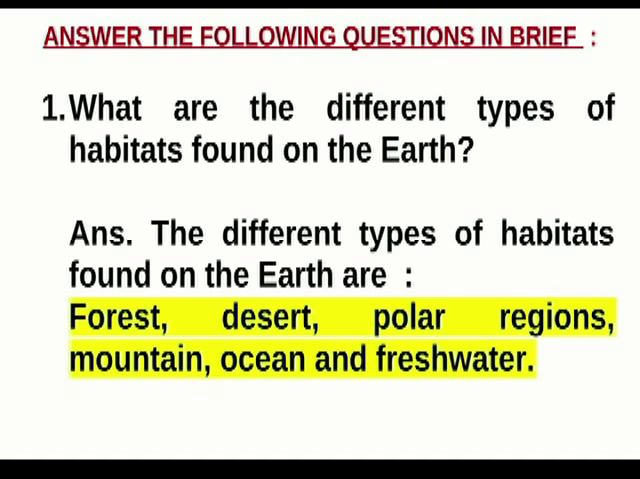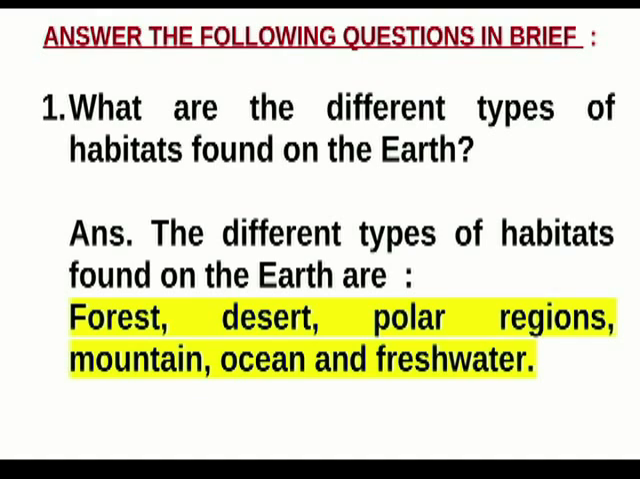Question number 1: What are the different types of habitats found on the earth? The answer is the different types of habitats found on the earth are forest, desert, polar regions, mountain, ocean, and fresh water. Students, do you know what is a habitat? The environment where an organism naturally lives and reproduces is known as its habitat.